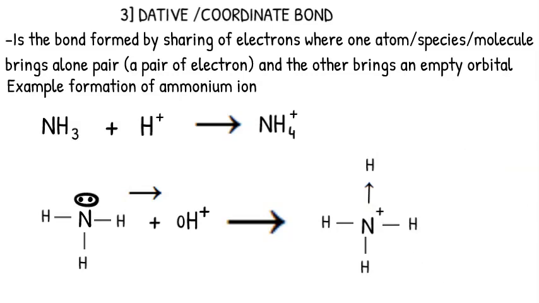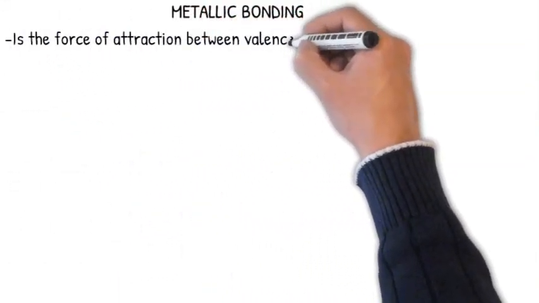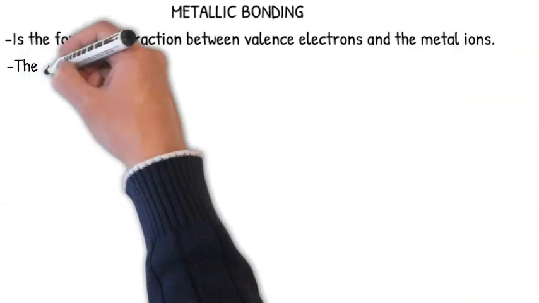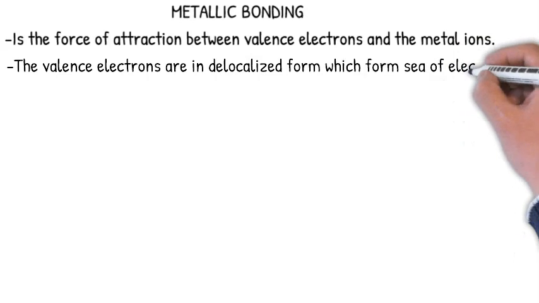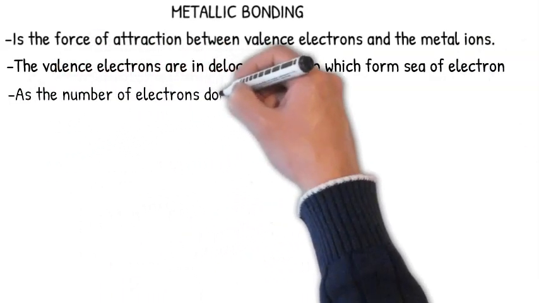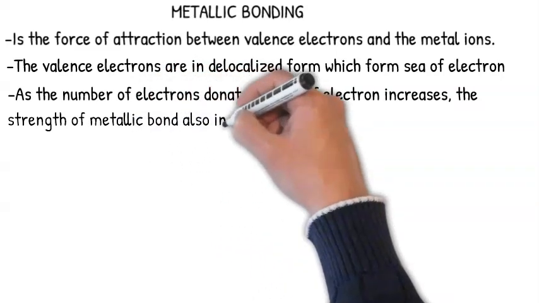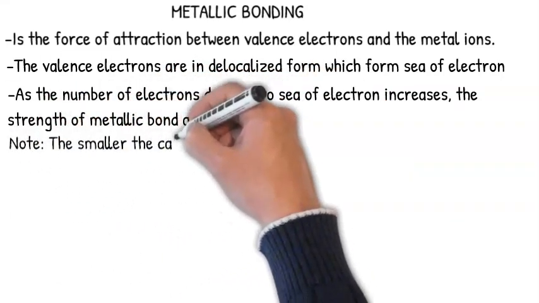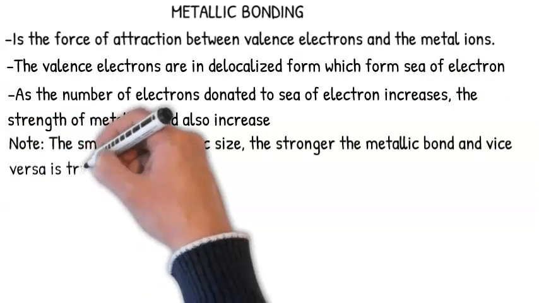Metallic bonding is the force of attraction between valency electrons and the metal ions. The valency electrons are in delocalized form, which forms a sea of electrons. As the number of electrons donated to the sea of electrons increases, the strength of metallic bond also increases. Note: the smaller the cationic size, the stronger the metallic bond, and vice versa.